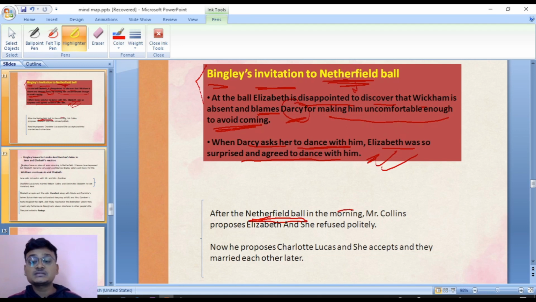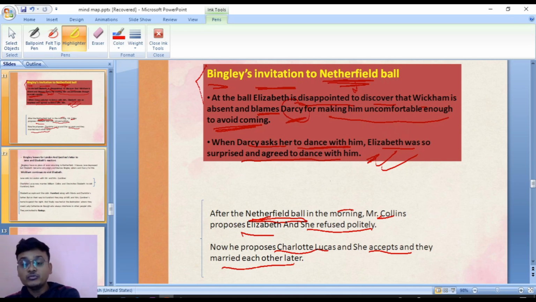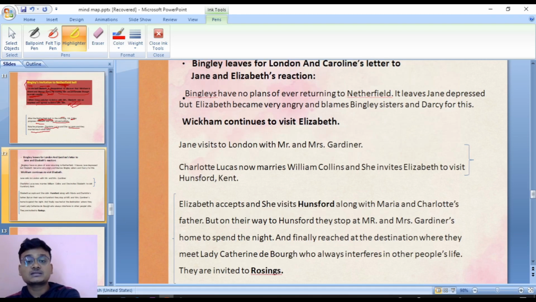In the morning, Mr. Collins proposes to Elizabeth and she refuses politely. Now he proposes to Charles Lucas and she accepts, and they marry each other. I mentioned earlier that Mr. Collins, the cousin of Mr. Bennet, proposes first to Elizabeth. When Elizabeth refuses, he again proposes to Charles Lucas, the friend of Elizabeth, and Charles Lucas, for her financial security, accepts the proposal and they marry each other. Okay, now move to the next slide.